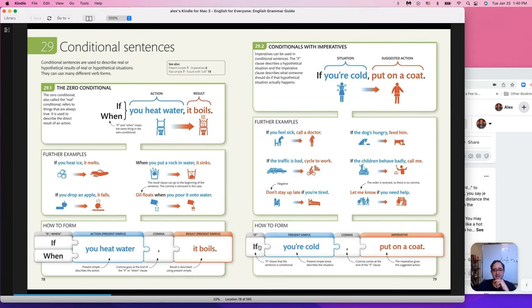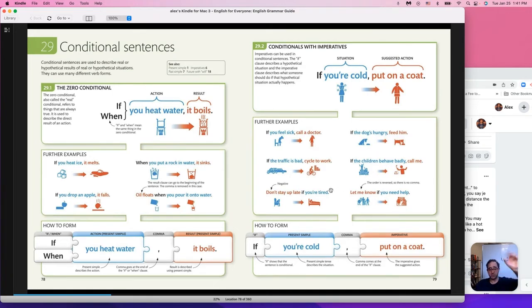Okay, how to form it. If, present simple, you're cold, comma, imperative, put on a coat. Notice I don't say you, he, she. I'm talking in general to you. I'd say this even if there's multiple people. If you're cold, put on a coat. If the traffic is bad, cycle to work, bicycle to work.